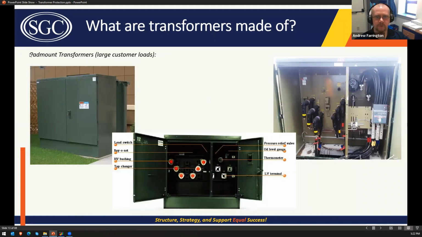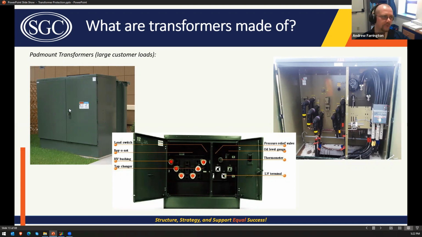You may also encounter pad mount transformers, which are used for large customer loads. Typically, you'll see these green cabinets. You've probably seen them, and maybe you knew what they were, or maybe you didn't, but you'll see them all the time now, once you understand what they are. These are pad mount transformers. So all your connections come in through the bottom of the foundation and go underground.